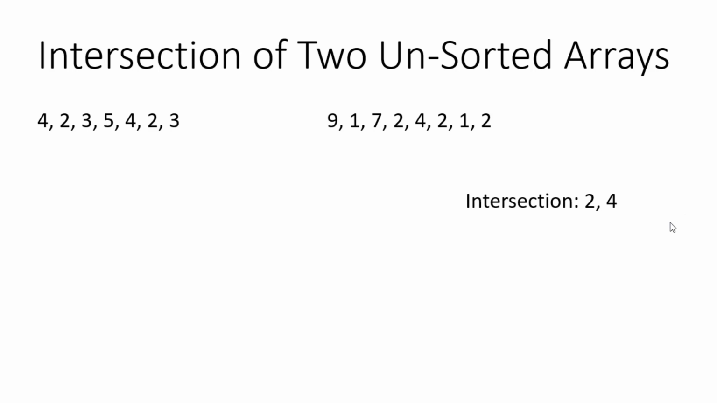So basically we are given two unsorted arrays and we need to find the intersection. Intersection means the common elements between these, right? If you see, the common elements are 2 and 4. 2 and 4 are here also, and 2 and 4 are here also. So our final answer should be 2 and 4, and it should not have duplicates, right?